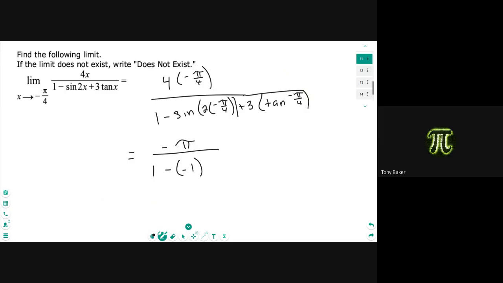So remember, tangent is sine over cosine. And at pi over 4 sine and cosine are the exact same. So tangent of pi over 4 will always be either 1 or negative 1. And since this is going backwards, it's the negative 1 version. So I've got negative pi over 2 minus 3, which is negative 1. So my answer is pi.